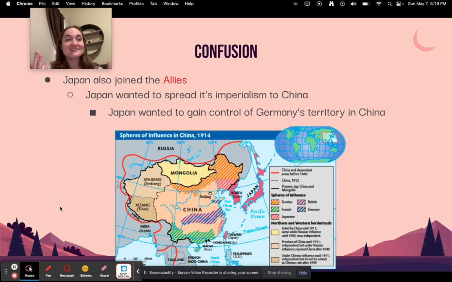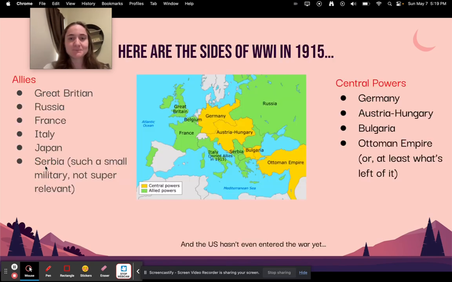And then Japan, I know, right? There's a world war. Japan comes in and they join the Allies. The main reason why is because Japan wants to spread its imperialistic power into China, and they want control of Germany's territory in China, which is just this little blue area, but they want it anyway.